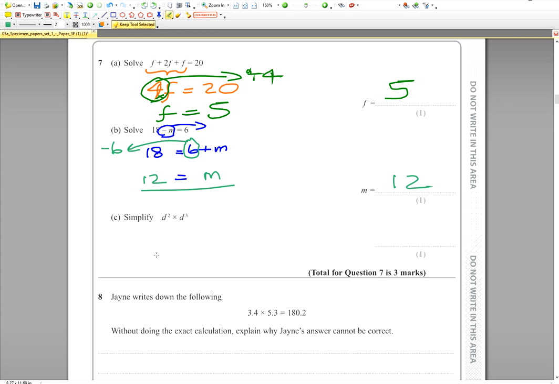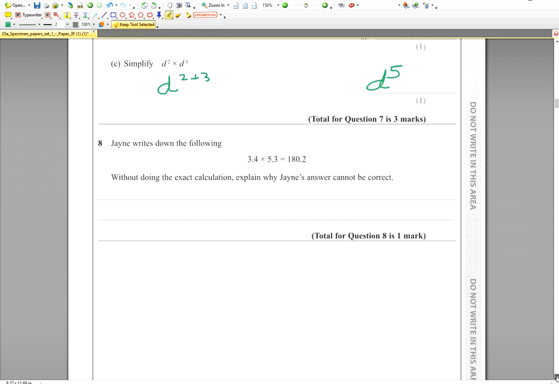Now when we simplify d squared times by d cubed, what do we do with the indices? We add the indices. So the answer is d to the power of 5. Okay, let's move on. Lovely.